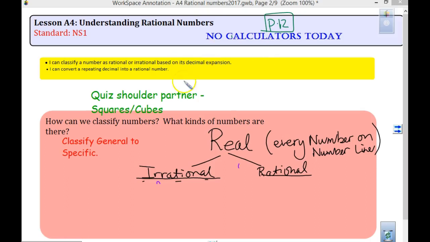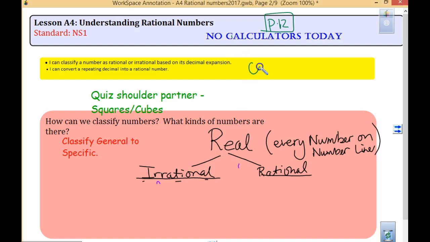First thing I want you to do today, if you don't have a calculator, grab one or pick one up in the front or take yours out. We're going to be looking at classifying numbers as irrational or rational by their decimal, and converting repeating decimals to rational. So the first thing I want you to do is, if you don't have a calculator, grab one.